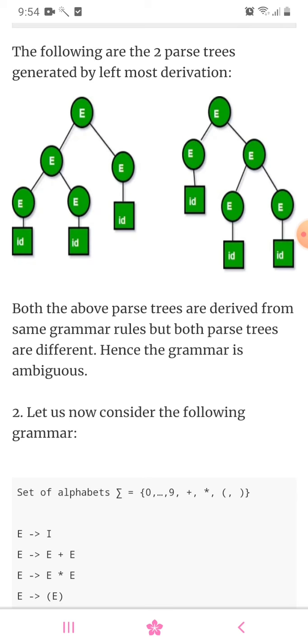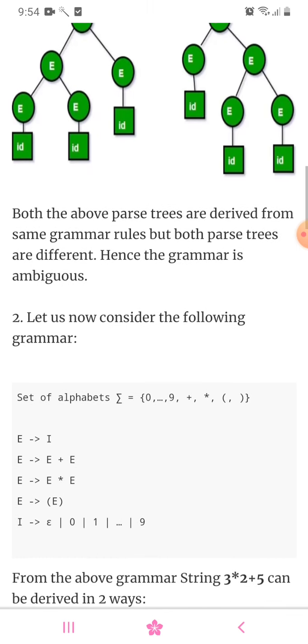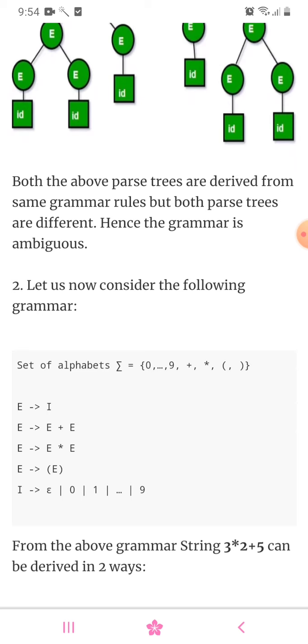Now we will see the second example. Let us now consider the following grammar. Set of alphabets, sigma is equal to 0 up to 9, plus, star, opening bracket, closing bracket. E gives I, E gives E plus E, E gives E into E, E gives bracket E closing bracket, I gives epsilon or 0 or 1 up to 9.